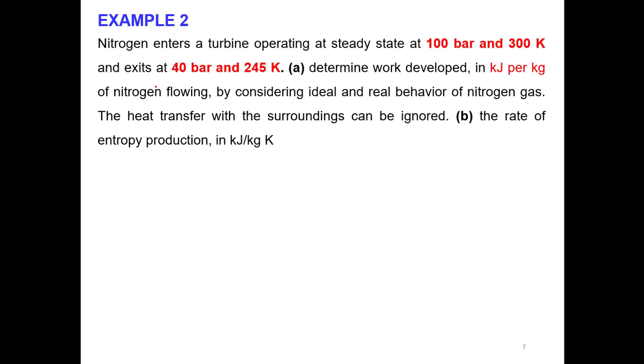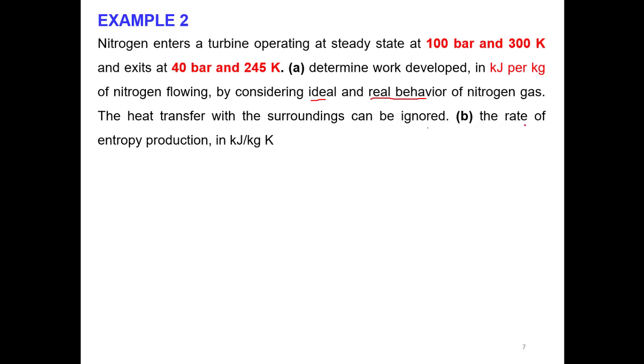So let's try to calculate another example. This is example 2. In this example, let's say nitrogen enters a turbine operating at steady state at 100 bar and 300 Kelvin and exits at 40 bar and 245 Kelvin. Determine the work developed in kilojoule per kg of nitrogen flowing by considering ideal and real behavior of nitrogen gas. The heat transfer with the surroundings can be ignored.